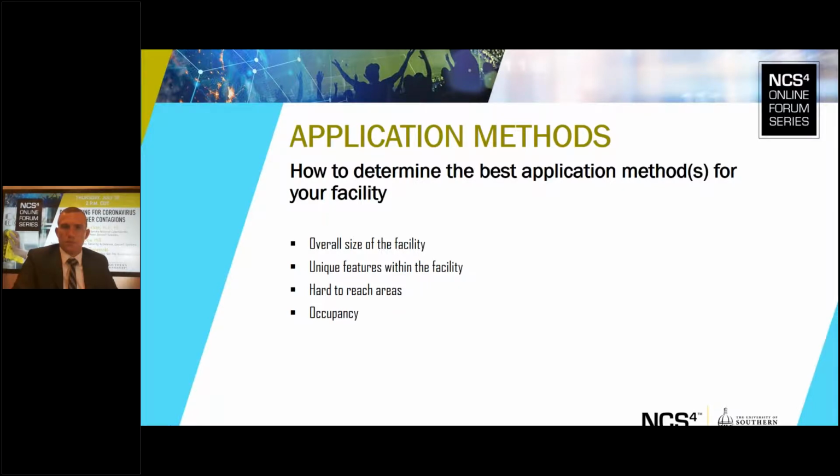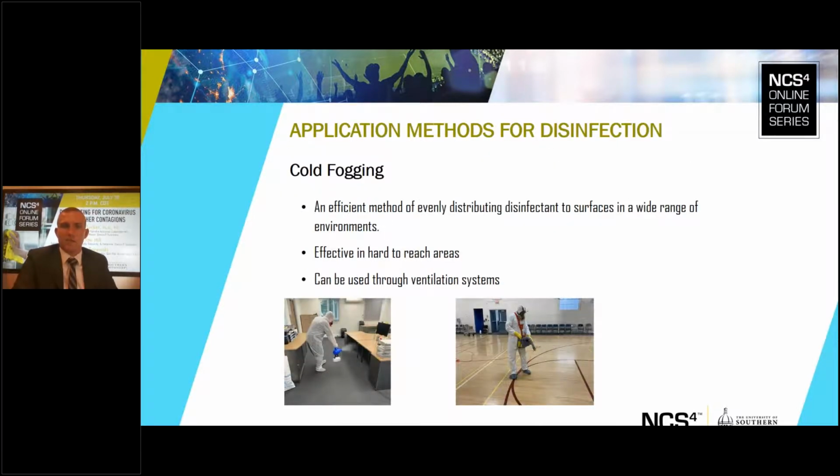So if you go to slide 2, the first application method we talk about is cold fogging. Cold fogging is typically driven by electric compressed air, and it's to apply disinfectant in an extremely fine mist over broad areas. Cold fogging is good for getting into tough spaces because of the mist capability and the distance you're able to shoot.